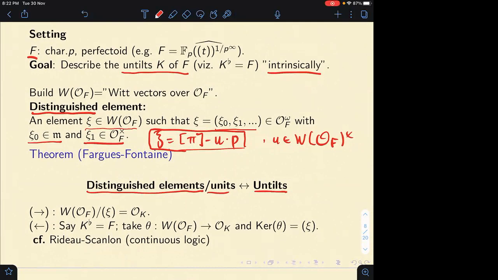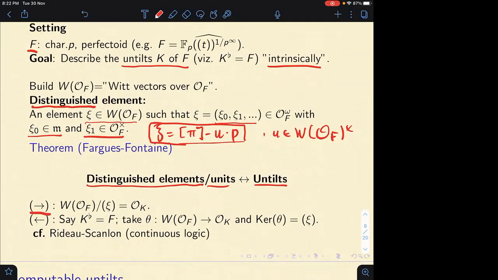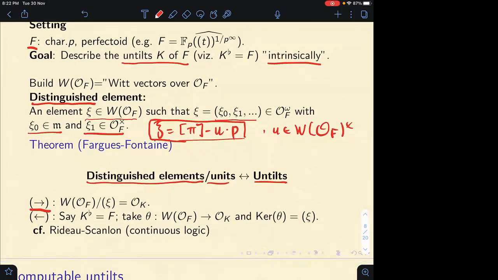So let me describe briefly how this correspondence works. Actually, we will only need this forward direction. It is very straightforward to describe, but there are still some things that one needs to check. If you give me a distinguished element, or the ideal generated by a distinguished element, the way I produce for you an untilt of F is by taking the quotient of the Witt vectors by this ideal. As it turns out, this is a valuation ring, and it's also the valuation ring of a perfectoid field of characteristic 0, which actually tilts to F. So that's how you get the untilt from the distinguished element.